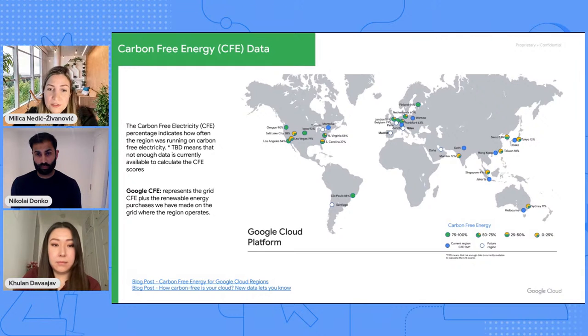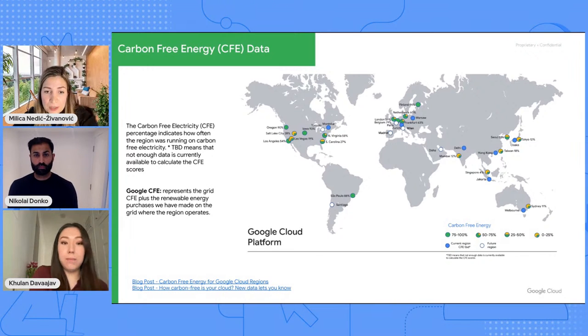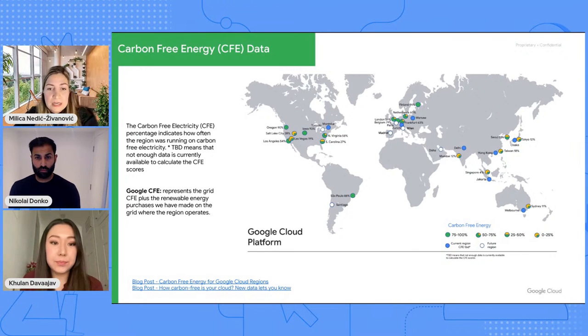And let's take a closer look at how we use the carbon-free energy percentage metric. So this metric is calculated every hour, and it tells us what percentage of energy that we consume during an hour is carbon-free. And this is based on two elements. The first one is the generation feeding the grid at that time, so which power plants are running. And the second one is Google attributed clean energy produced onto that grid at that time.